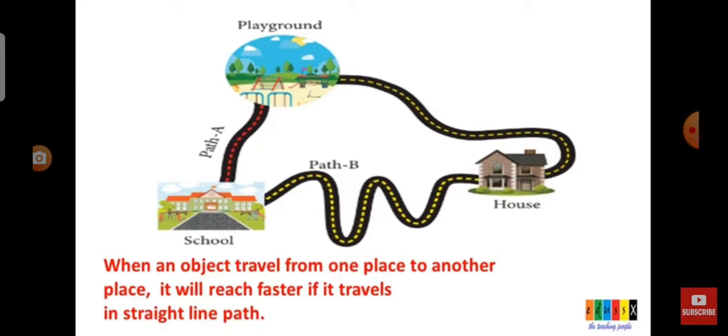Here the curves are given. So we take a twine and measure the length of the two paths, the path A and the path B. Now, which is the longest path among the two? Yes, path B is the longest path among the two. From these examples, we could conclude that when an object travels from one place to another, it will reach faster if it travels along the straight line path. The straight line path is the shortest distance between the two points.